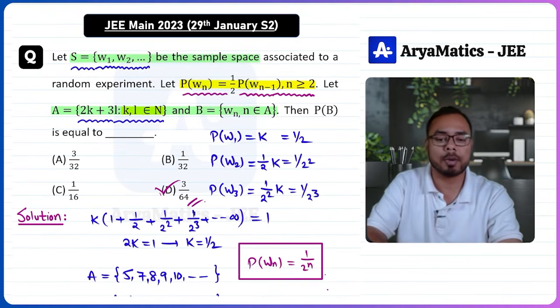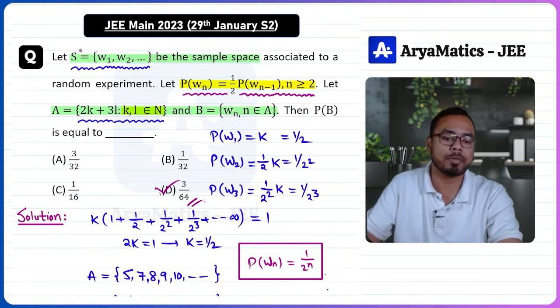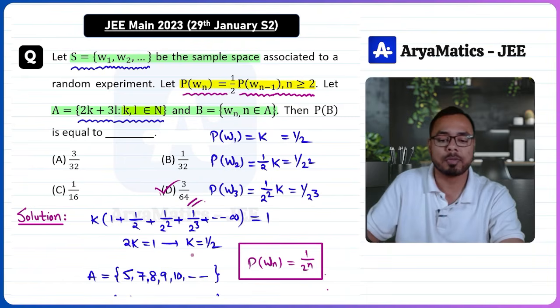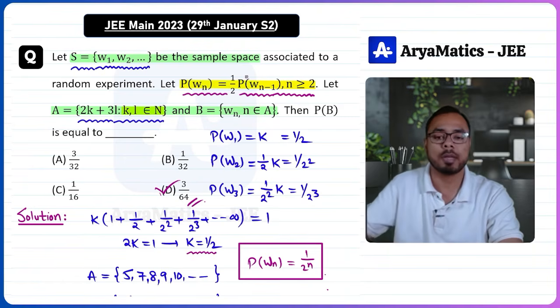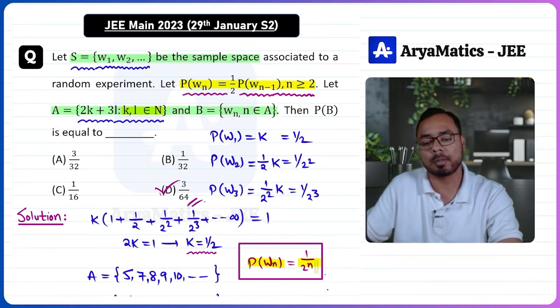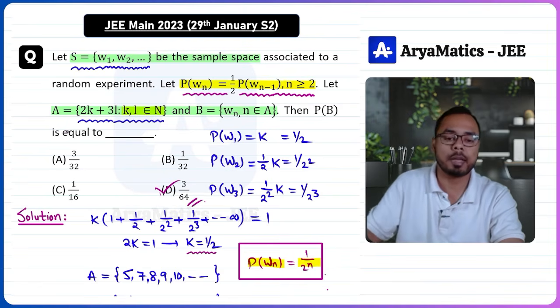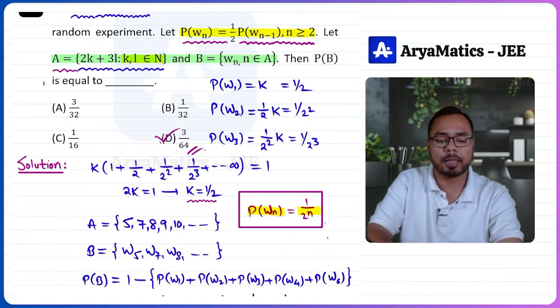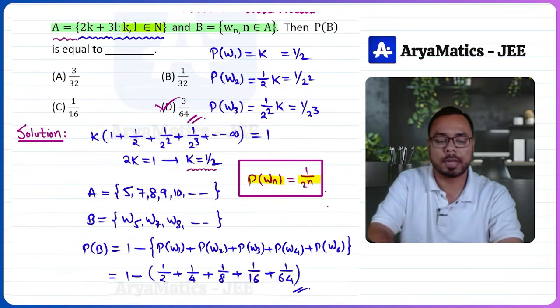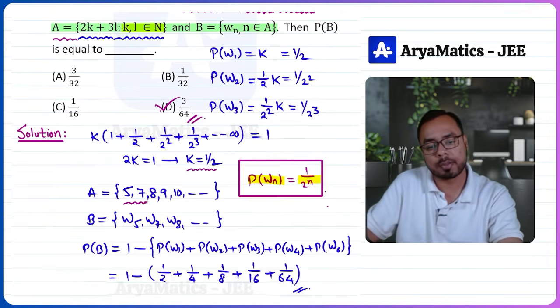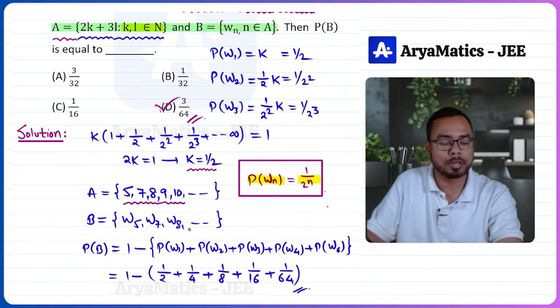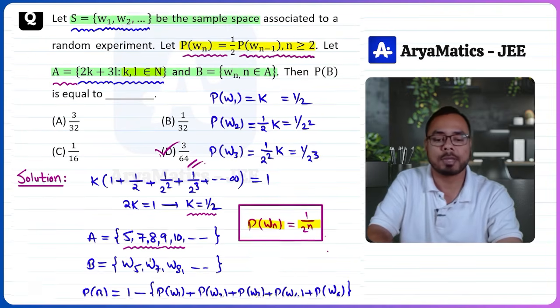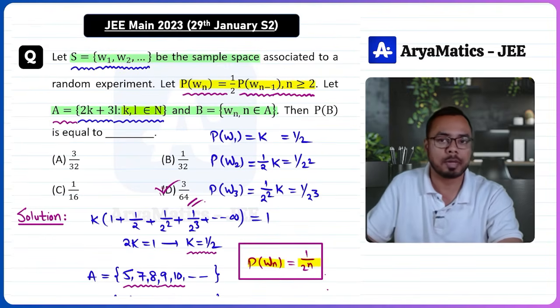Right, so in this problem, the important concept was that the probability of the sample space will be 1. So if I add all these probabilities, that sum should be 1. From there, we got the value of k as 1 by 2. And then we established that the probability of omega n is 1 by 2 raised to n. And then in set A, we have all the natural numbers except the numbers from 1 to 4, and then this number 6. So in set A, we had these elements starting from 5 up to infinity except 6, and B was this set. And finally, after calculation, the probability of event B was 3 by 64, and therefore the correct answer will be option D.